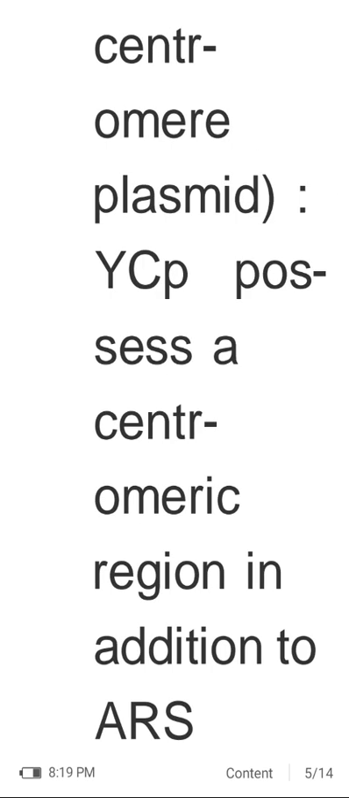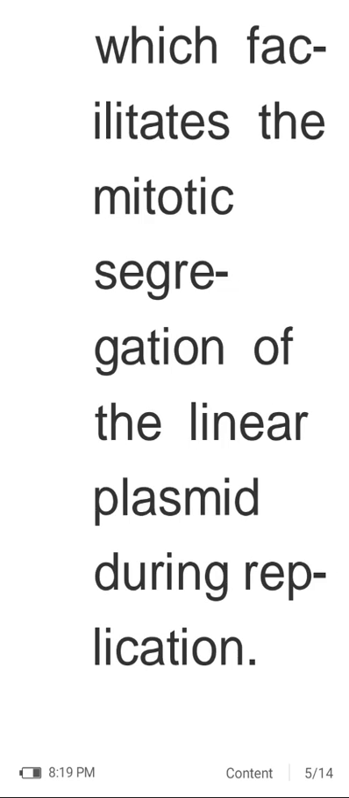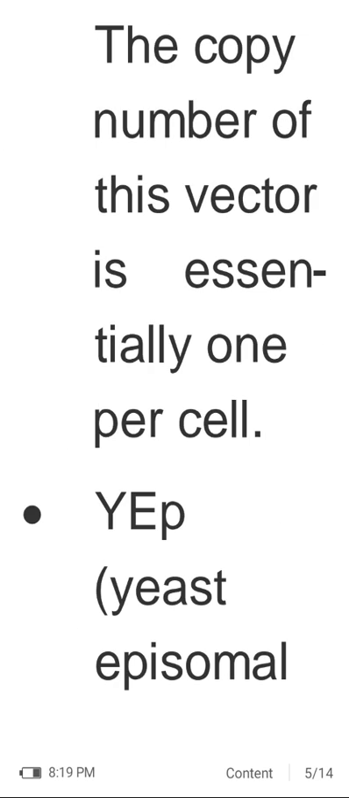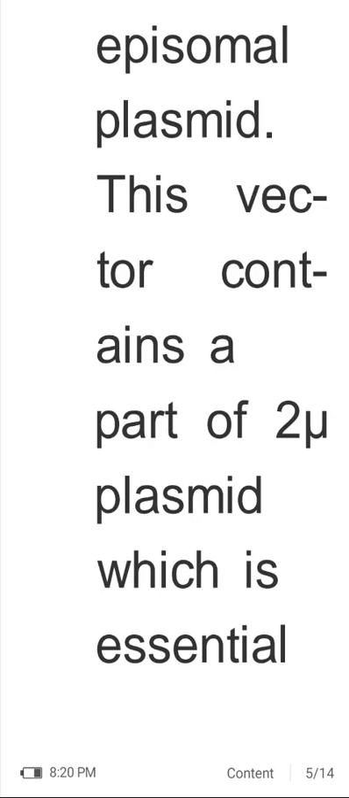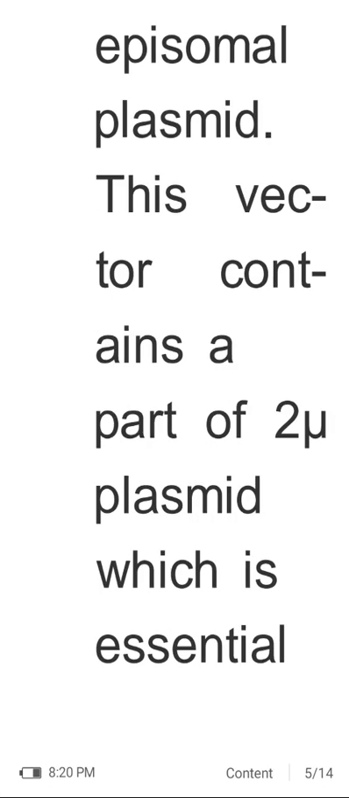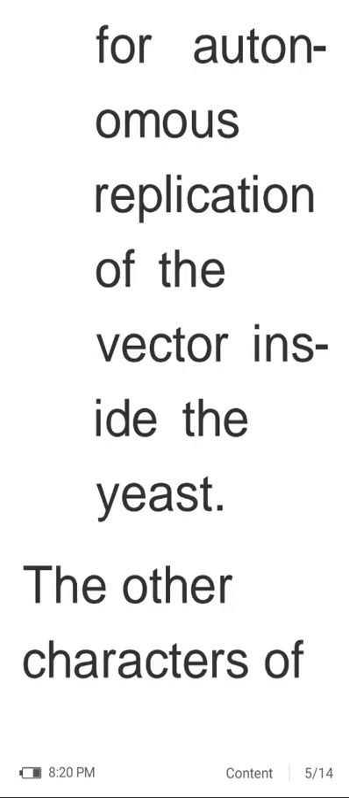YCp possesses a centromeric region in addition to ARS, which facilitates the mitotic segregation of the plasmid during replication. The copy number of this vector is essentially 1 per cell. Then YEp, yeast episomal plasmid, can be maintained in the yeast system as an autonomously replicating episomal plasmid. This vector contains a part of the 2 micron plasmid, which is essential for autonomous replication of the vector inside the yeast.